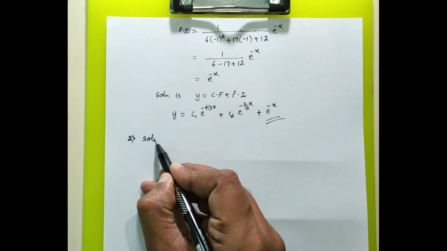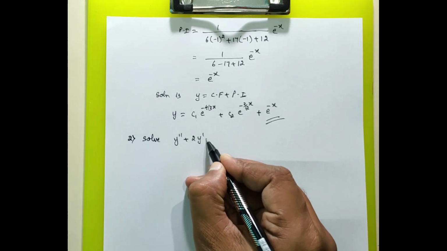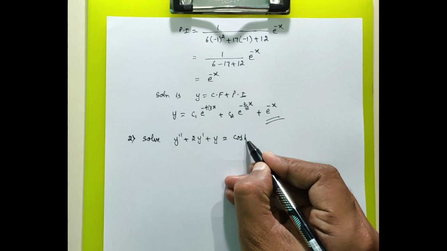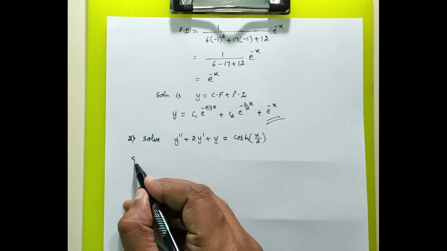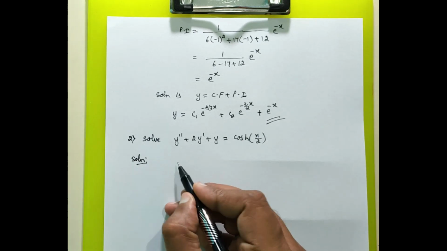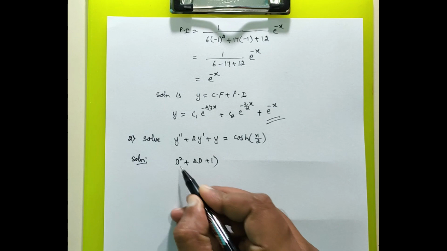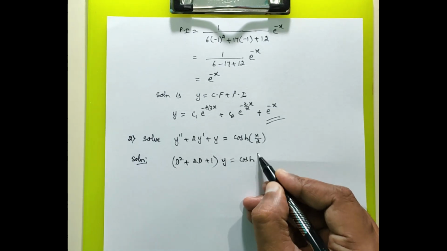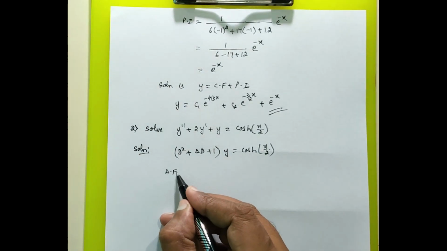Solve y'' + 2y' + y = cosh(x/2). So we can write this in the form of the operator: (D² + 2D + 1) y = cosh(x/2). Once again we'll write down the auxiliary equation.